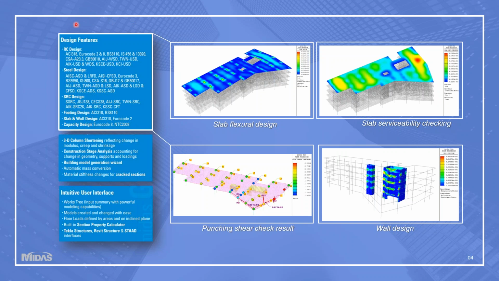So here you can see the general idea of what kind of design features we provide in MIDAS Gen. For reinforced concrete design, you can see Eurocode 2 and 8. And for steel design, Eurocode 3. As well as RC design, steel reinforced concrete design is also available in MIDAS Gen. Footing design, slab and wall design, and capacity design are also available in our program. And later during the demonstration, I will show how we can do this.